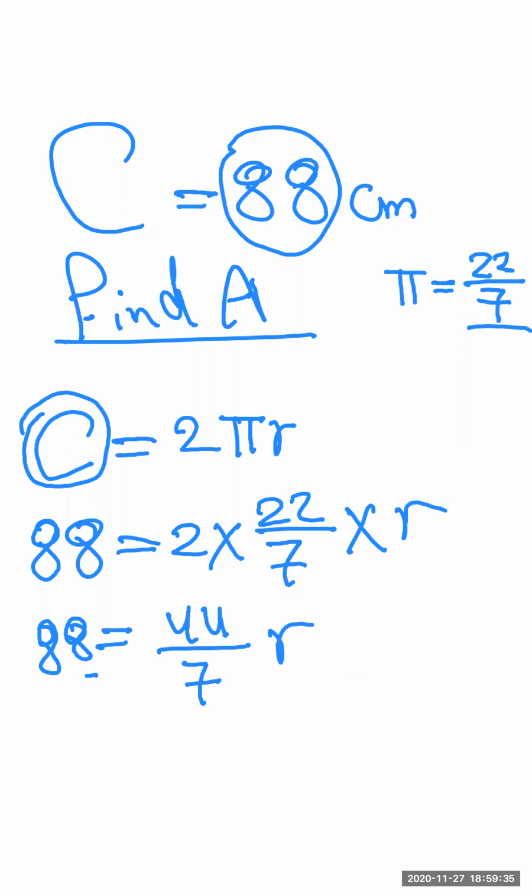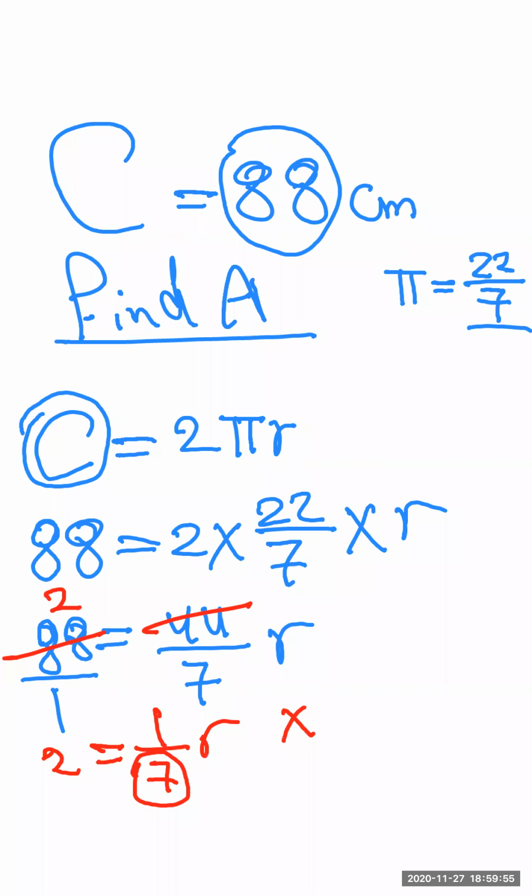So 88 equals 44 over 7 r. Of course 88 is 88 over 1. So can I simplify these two terms? Yes, of course. I will divide both by 44, so this one will equal 2. So 2 will equal 1 over 7 r. Now I want to remove this 7, so I will multiply both sides by 7. So 2 times 7 equals r.